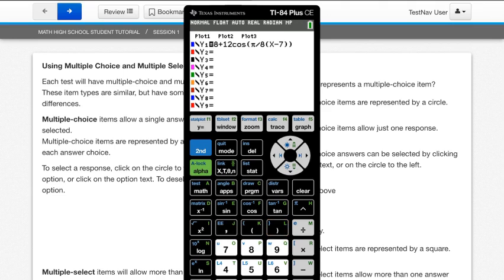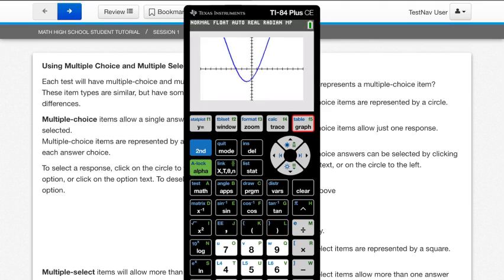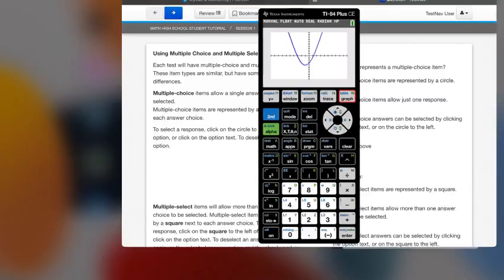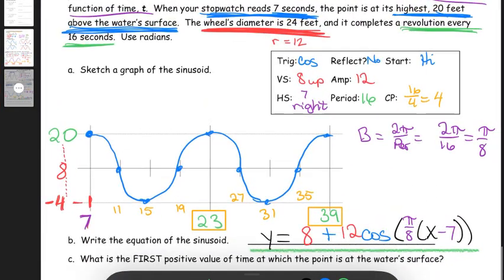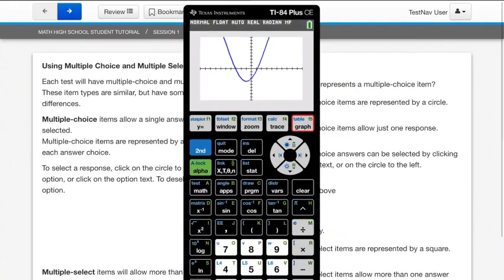Now, I can hit graph right now, but that doesn't really show me the path of this point on the paddle wheel of this boat. So what we want to do is look at our graph and fix our window. At 7 seconds was our first high, but the paddle wheel was already going. So we do want to see on the calculator time equals 0. And then this second cycle ended at 39. So I want to see at least 0 through 39 on the x.